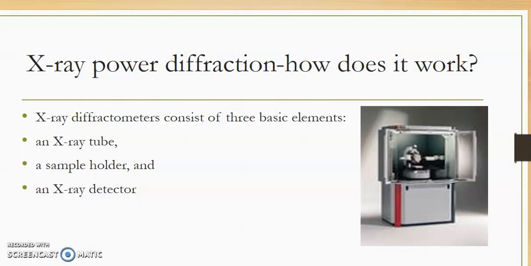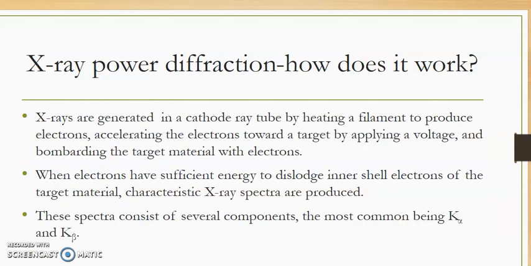Now, X-ray powder diffraction, how does it work? It consists of an X-ray tube, a sample holder, and an X-ray detector. X-rays are generated in a cathode ray tube by heating a filament to produce electrons and accelerating these electrons towards the target by applying a voltage, bombarding the target material with the electrons. When the electrons have sufficient energy to dislodge inner shell electrons of the target material, characteristic X-ray spectra are produced.